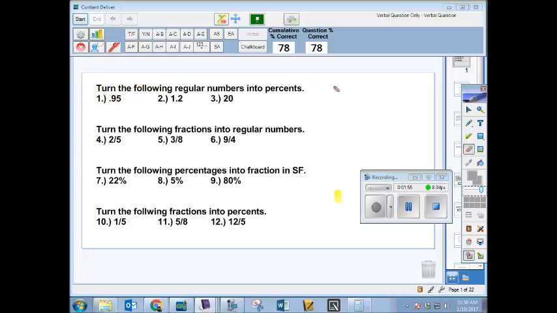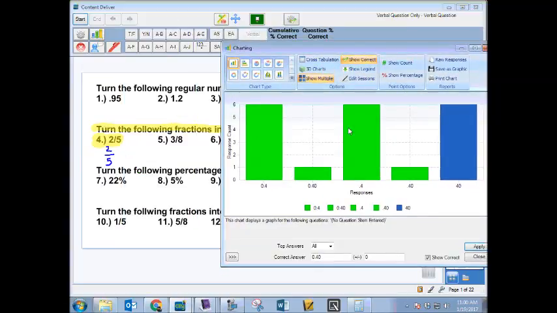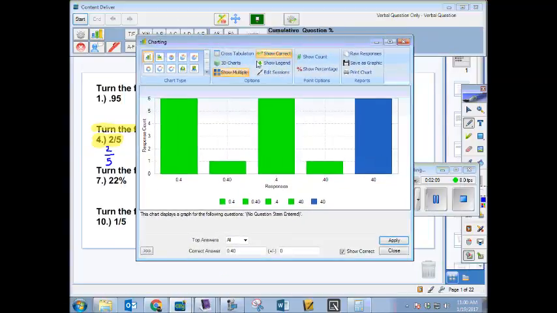Okay, let's try another one. Make sure you read carefully on the instructions. On this one, we were trying to turn 2/5 into a regular number. So remember, there's a bunch of ways you can type 0.4. You can do 0.4, 0.40, 0.400. You could do as many zeros after the 4 as you'd like.